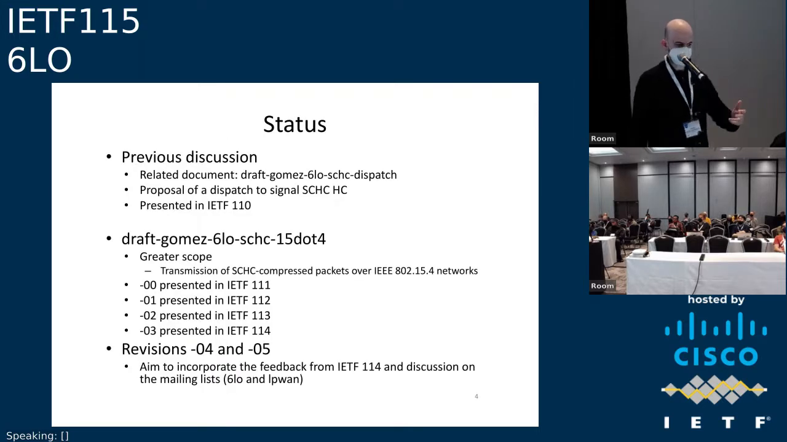On the status of this document, there was a previous document, a precursor to this one, which was already presented in IETF 110. The document I'm presenting tries to provide all the details required to enable the transmission of SHIC compressed packets over 15.4 networks. The first 4 versions of the draft have been presented in the last 4 IETF meetings. Today I'm presenting revisions 04 and 05, where the main one is actually 04, which aims to incorporate the feedback from the last IETF and also from discussion on the mailing lists of the 6LoW and LP1 working groups. Next, please.